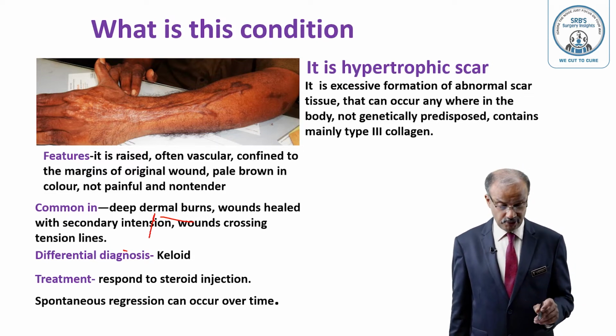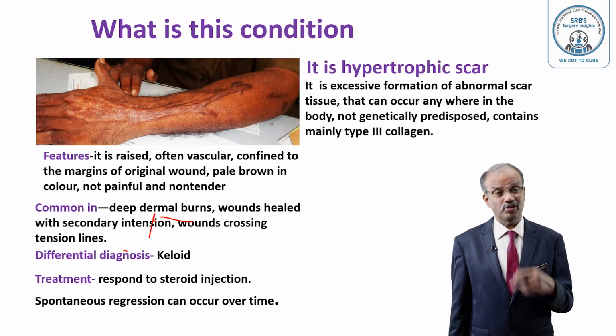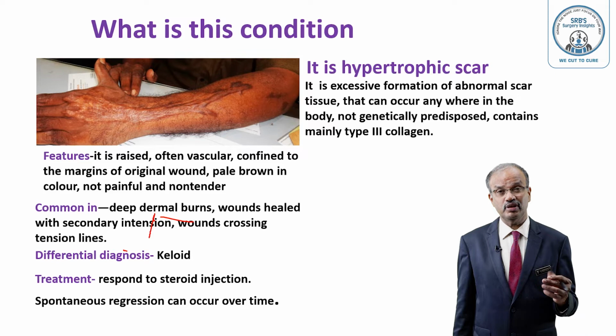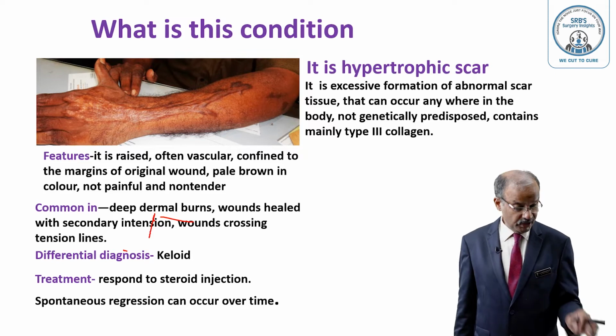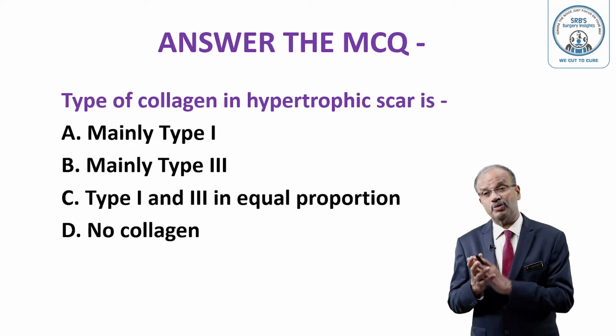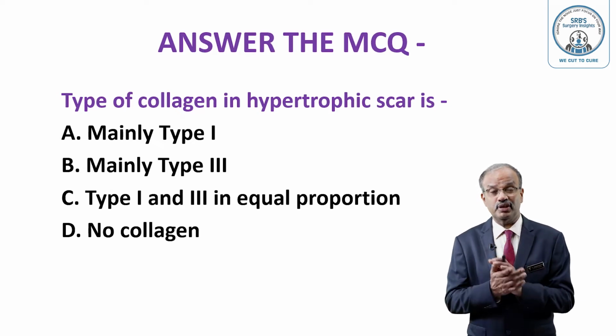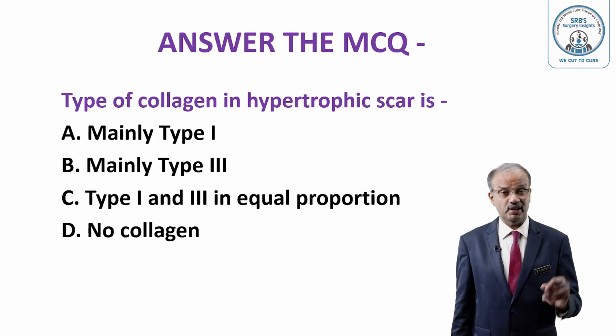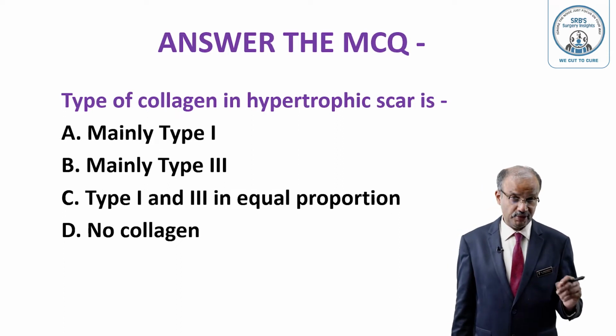Keloid is much more aggressive, much more problematic than hypertrophic scar because it keeps on growing beyond 6 months, continuing forever many times. Even if you excise it, it may recur. It is vascular, progressive, but it is not a malignancy, remember. So you should know the differences between keloid and hypertrophic scar, which you can always find in my manual of surgery, wound chapter. Type of collagen in hypertrophic scar: mainly type 1, mainly type 3, type 1 and type 3 in equal proportion, or no collagen? Students, put the answer in the comment box. I will get back to you later.